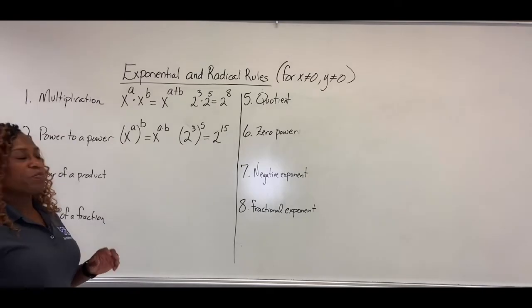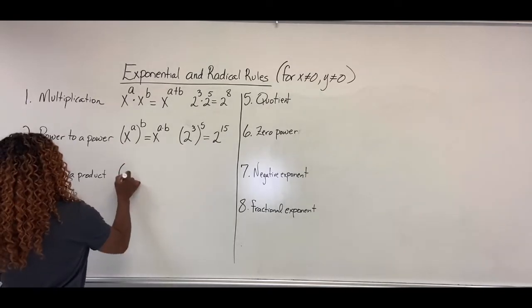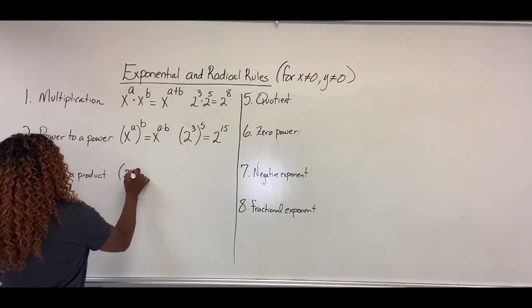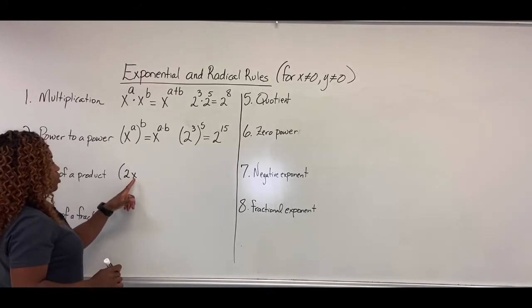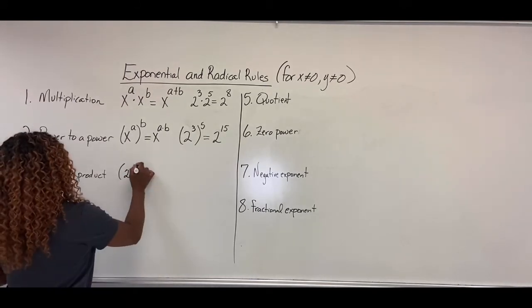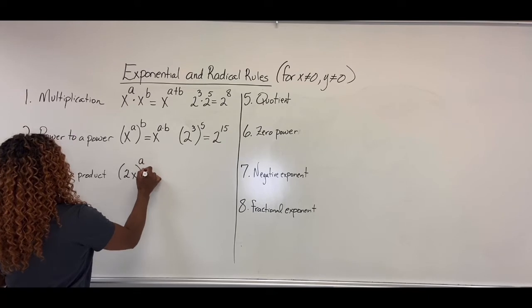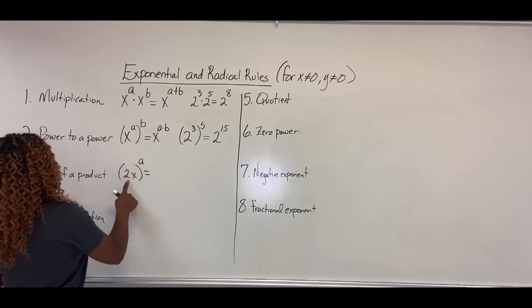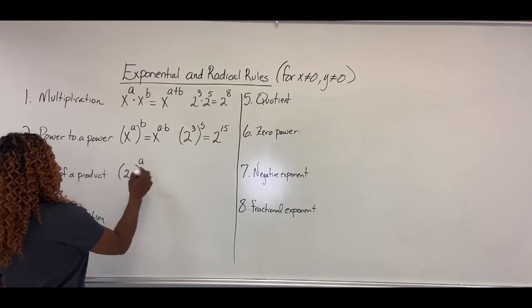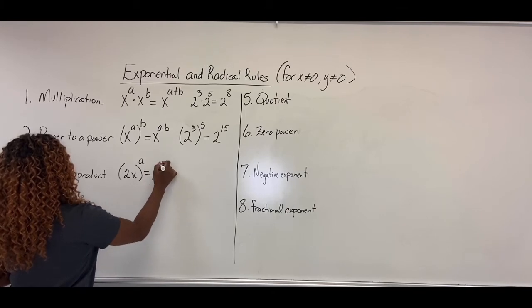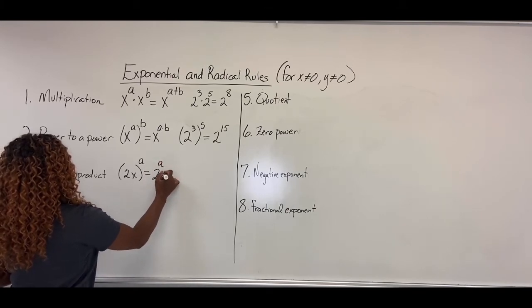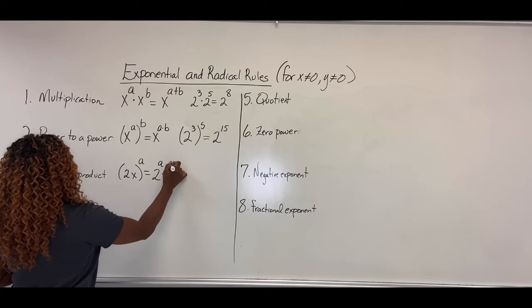The power of a product. Here's an example, 2x, so we've got the factor 2 times the factor x to the a power. This is where both of the factors of the product gets the exponent. This will become 2 to the a power times x to the a power.